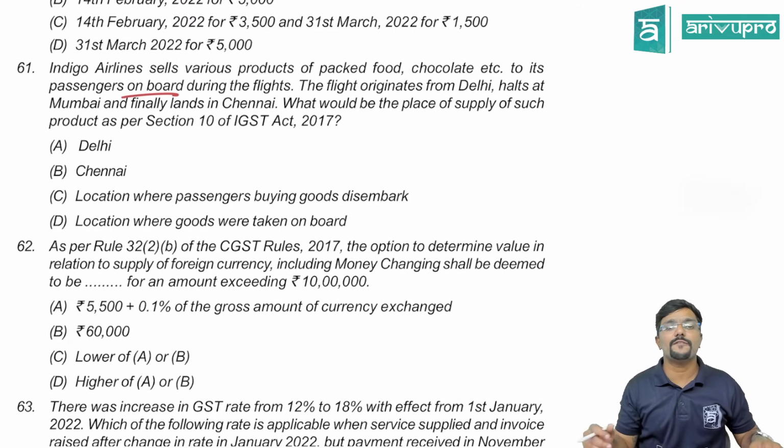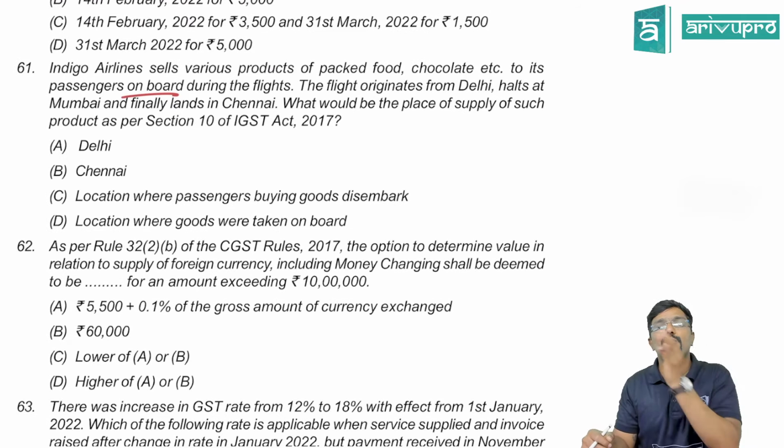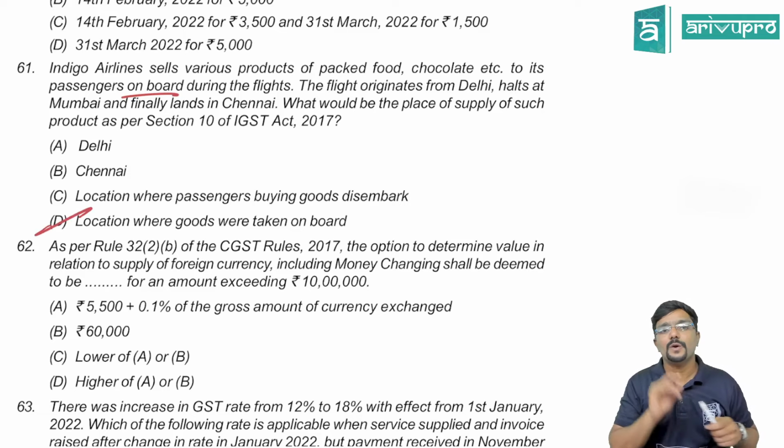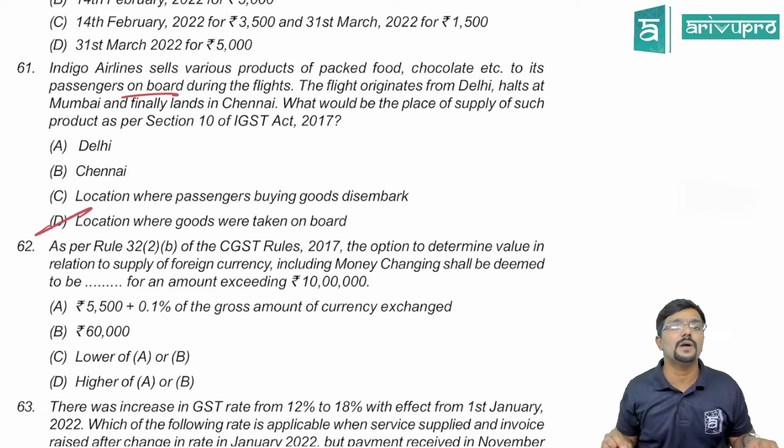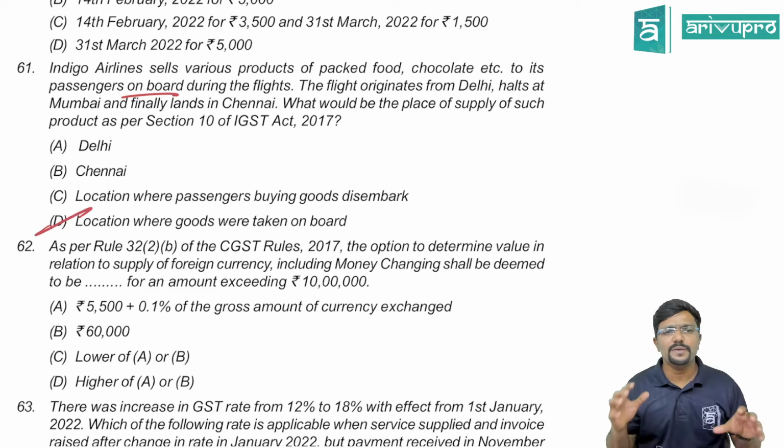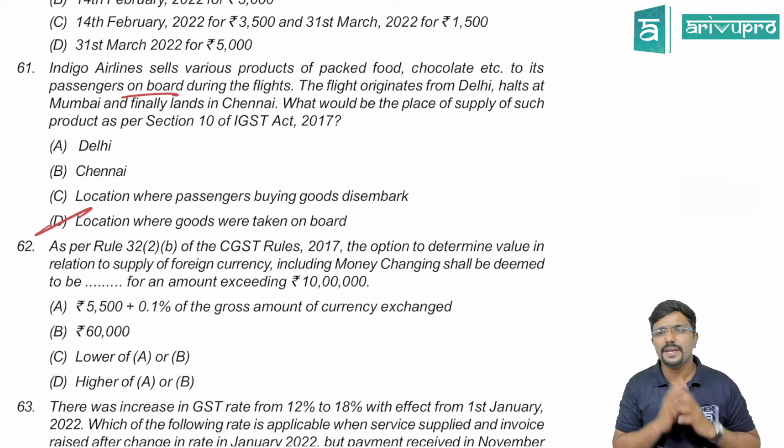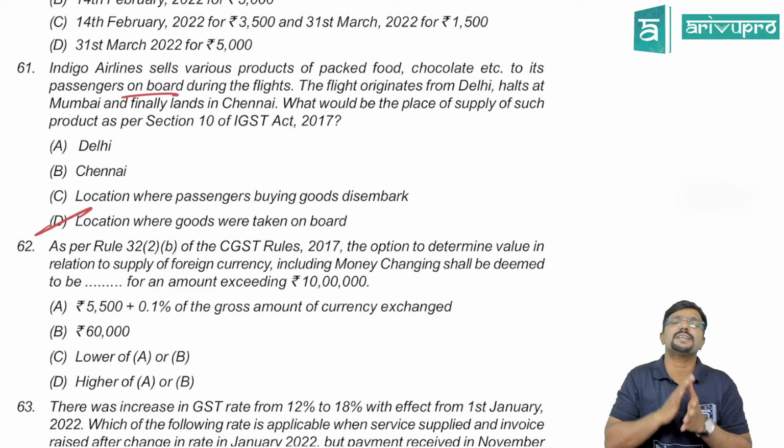In case any goods are supplied on board a conveyance, what will be the place of supply? Location where the goods were taken on board. Now here you can say Delhi also, but the question is not clear about it. So better go with D, not A. A may also be correct because the journey is starting at Delhi.